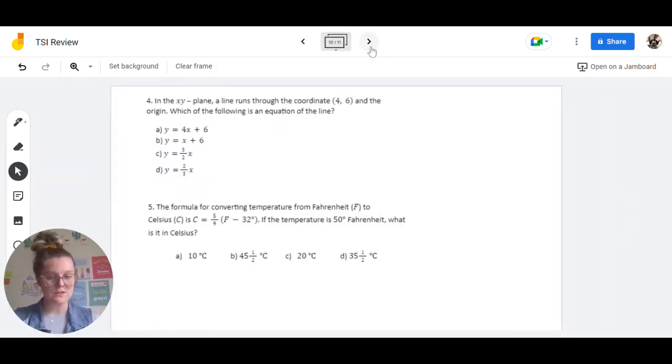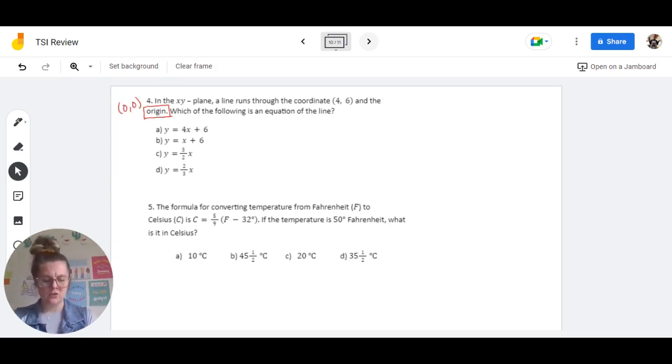All right, moving on to number 4. In the xy plane, a line runs through the coordinate 4, 6 and the origin. Which of the following is an equation of the line? Okay, there's this vocabulary word here that maybe we haven't heard in a while. Origin just means the point 0, 0, or the middle of your graph. So I'm going to rewrite this as 0, 0.